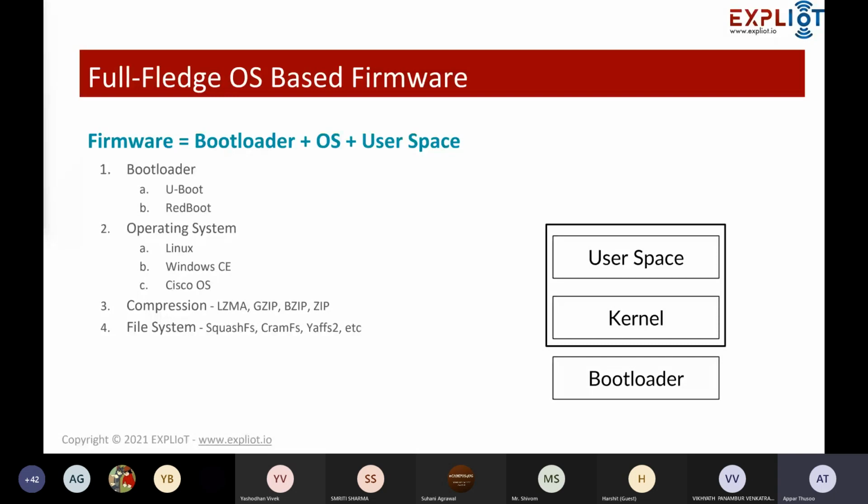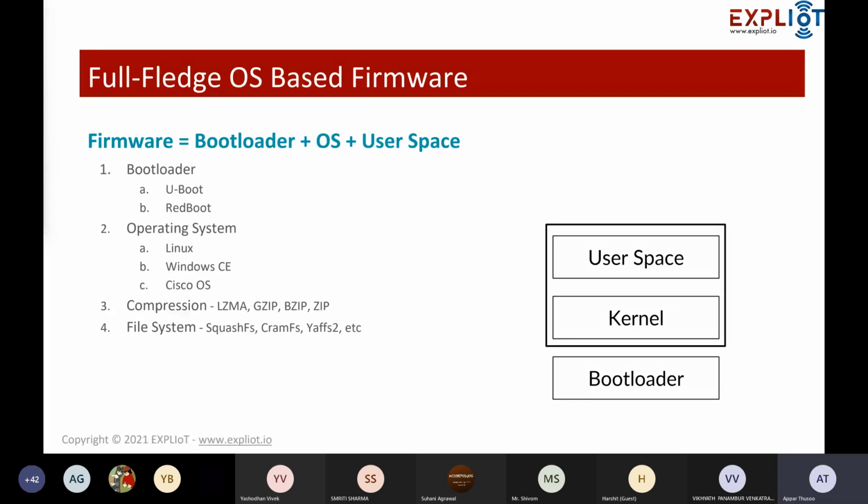A full-fledged OS would not just consist of the file system, but also the user space binary and bootloader. So this is what it would basically look like. For the bootloader, I already gave you examples. Likewise, for the operating system, you can have Linux, Windows CE, Cisco OS.